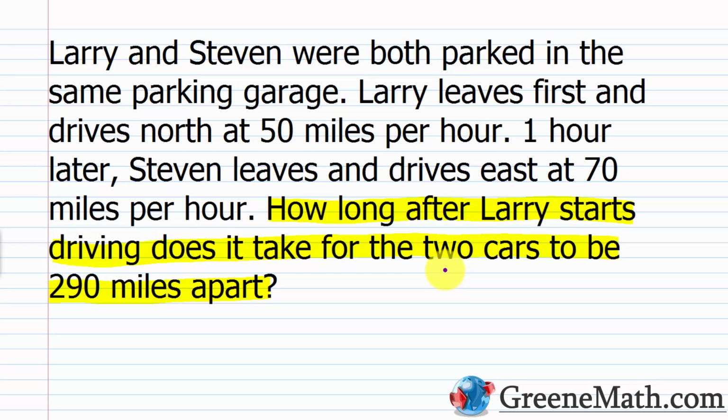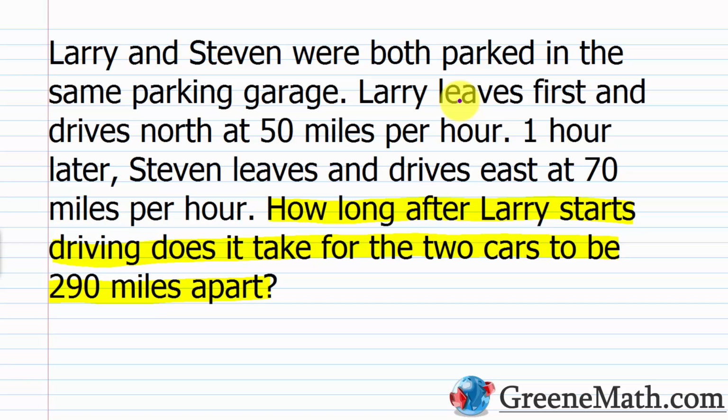All right, so before we get into that, though, we need to assign a variable to represent the unknown. In this case, we're going to end up having two unknowns because we don't know how long Larry's going to drive for, and we also don't know how long Steven's going to drive for. Okay, so since Larry leaves first, we're going to say that X is the amount of time that Larry drives for before the two are 290 miles apart.